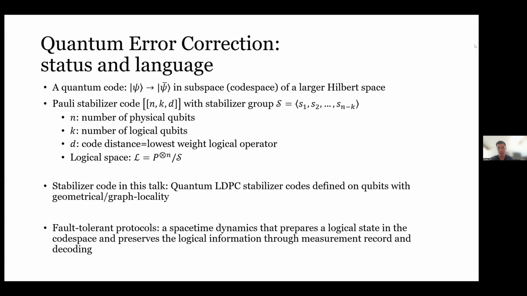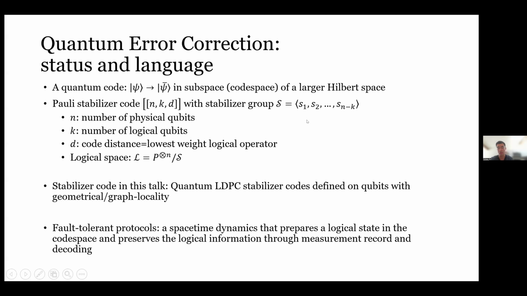Throughout this talk, when we mean a code, we usually mean a Pauli stabilizer code. The standard notation for a Pauli stabilizer code is denoted by these three numbers, n, k, and d. n is the number of physical qubits of the code, k is the number of logical qubits, and d is the code distance. The code can usually be specified by a group of Pauli operators that form a group we call S, which contains n minus k elements. And the logical space is simply the Pauli group of the n physical qubits quotient the stabilizer group.